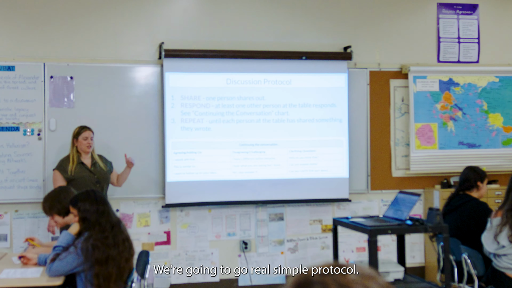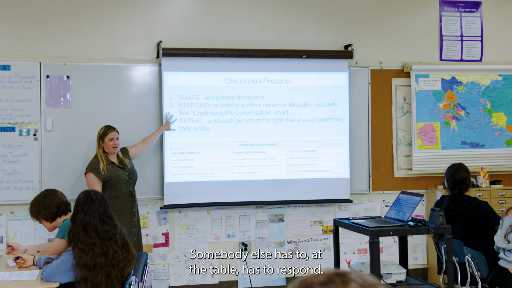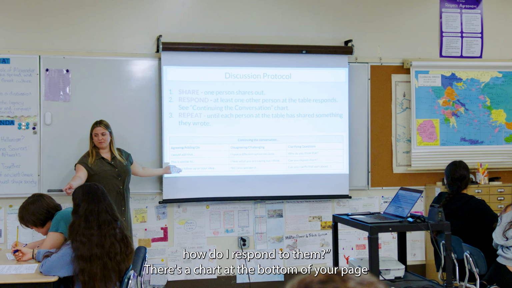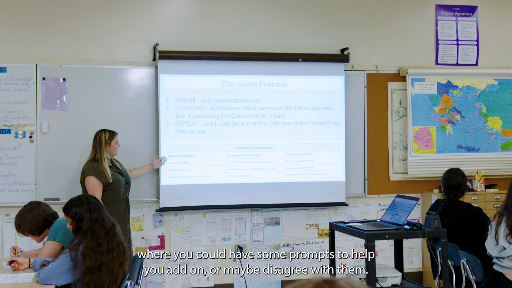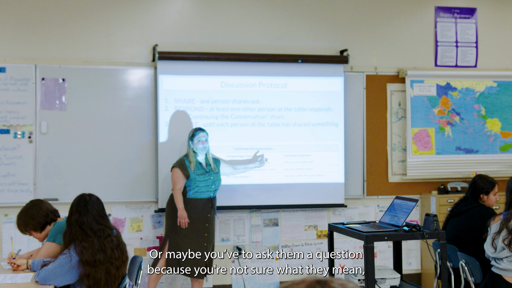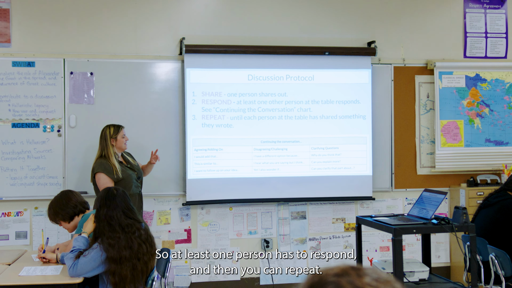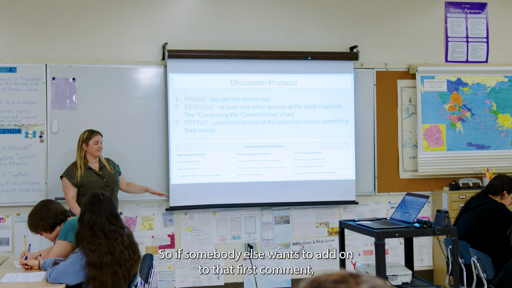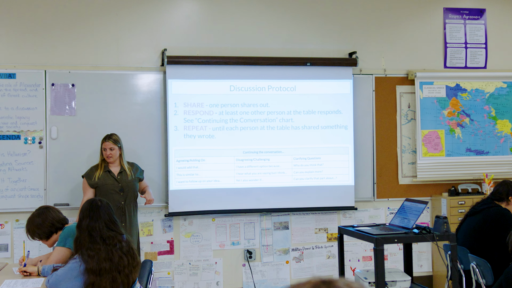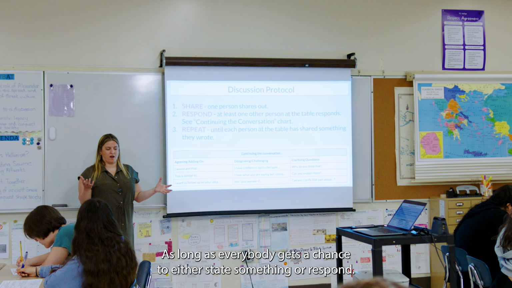All right, let's jot a couple of those ideas down because we're going to go into the next part in a second. We're going to go real simple protocol. One person's going to share. Somebody else at the table has to respond. If you're like, oh no, how do I respond to them? There's a chart at the bottom of your page with some prompts to help you add on, or maybe disagree with them. Or maybe you have to ask them a question because you're not sure what they mean, but you need to respond. So at least one person has to respond, and then you can repeat. If somebody else wants to add on to that first comment, that's fine, or you can go to a new person sharing. As long as everybody gets a chance to either state something or respond.